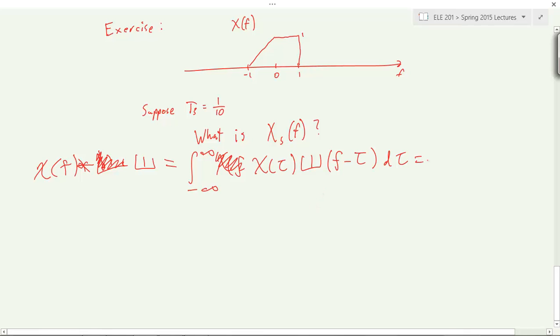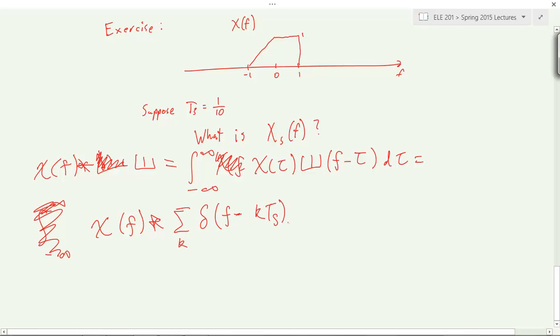So let's rewrite what the delta train is. Can I give you a suggestion? When you're in this starting form, just go directly without applying the integral. Just use linearity here and say that this is a sum of deltas. Each delta, we've worked out before what the convolution is. It's X of f convolved with the sum of delta of f minus k over Ts, and that's equal to the sum of X of f convolved with delta of f minus k over Ts.